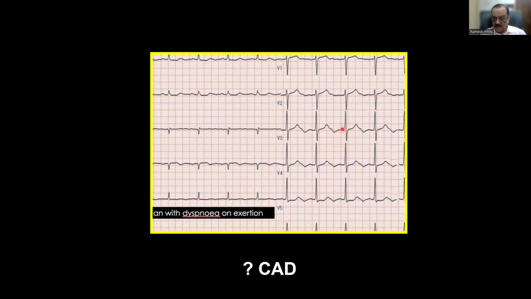So this will be missed many times. These are all small, small things. As a good family physician who has undergone this course, you should pick up this U wave abnormality, the inverted U. We call it the inverted U wave. Inverted U wave is a sign of coronary artery disease.